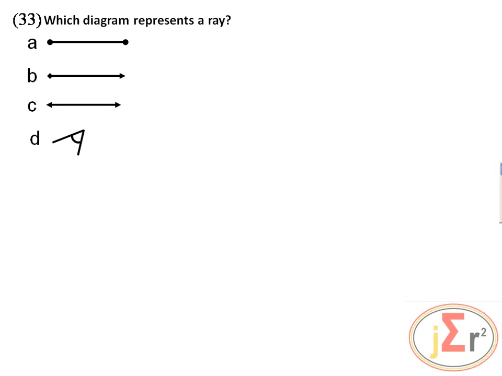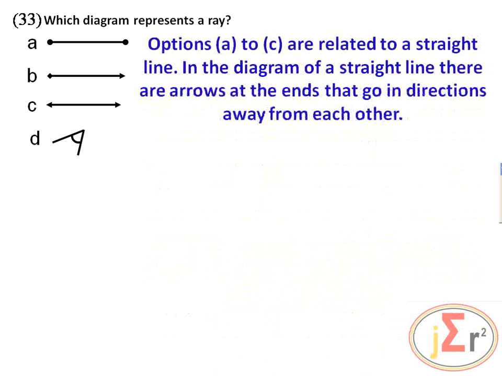Which diagram represents a ray? In the diagram, options A to C are related to a straight line. In the diagram of a straight line, there are arrows at the ends that go in directions away from each other. So options A to C are related to a straight line.